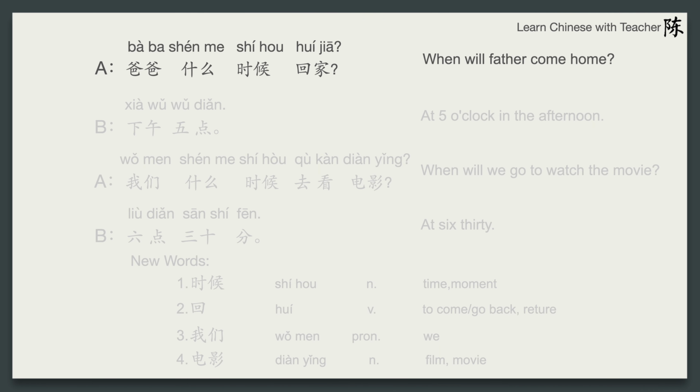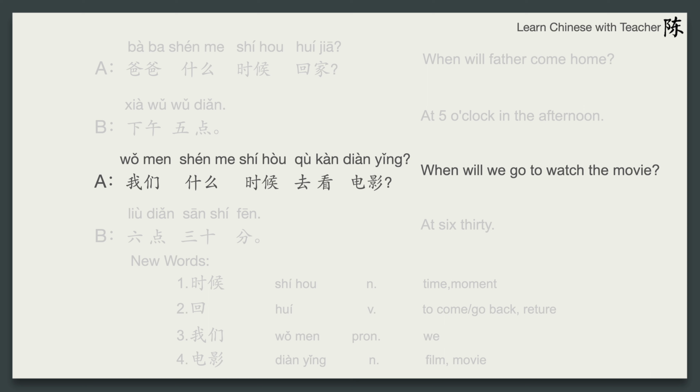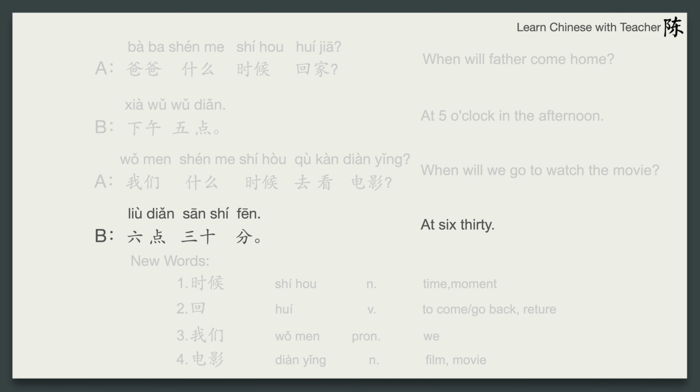第二个对话，爸爸什么时候回家？下午5点。我们什么时候去看电影？6:30。时候 it's a noun means time or moment.